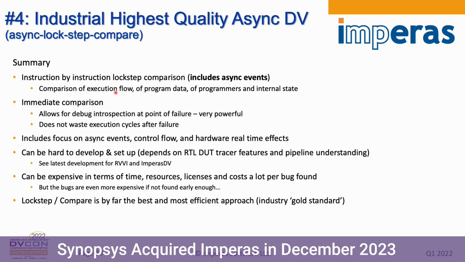So in summary, this level 4, the asynchronous, is instruction by instruction lockstep, including the asynchronous stuff. You get an immediate comparison, so it's very powerful, and you can see when things go wrong and what's going on. It can handle hardware real-time effects, multi-core issues, out-of-order issues and things like that, but it is going to be quite hard to set up, and a key component of it is the RTL tracer, providing the right information out of the pipeline up into the test bench. We'll talk about that more with a standard interface that's evolving here. So it can be very expensive to get this up, but it is the highest quality approach, and it is by far the best approach for doing lockstep for DV.